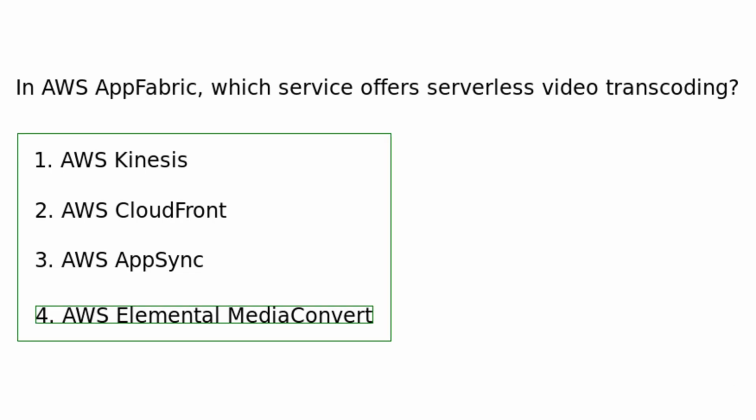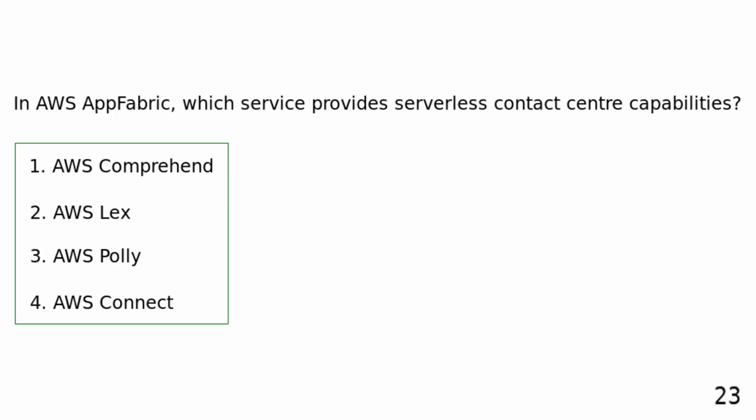AWS Elemental MediaConvert in AppFabric provides serverless video transcoding, allowing applications to convert video files into formats optimized for streaming without managing encoding infrastructure. In AWS AppFabric, which service provides serverless contact center capabilities?